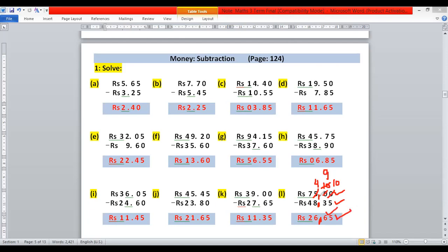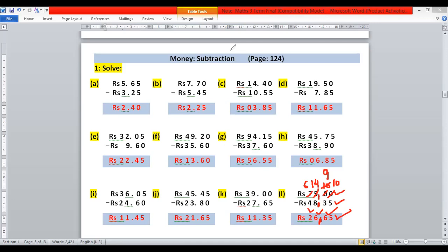9 minus 3, 6. 4 minus 8, we cannot subtract, so we take one carry from the next digit. Next digit is 7. When we take from 7, we replace 7 by 6 and here 4 by 14. Students, whenever you take carry, just replace the next digit by the previous digit, and the number that is back here, you just add 10. Here is 4, so add 10 with 4. 10 plus 4, 14. 14 minus 8, 6. And 6 minus 4, 2.